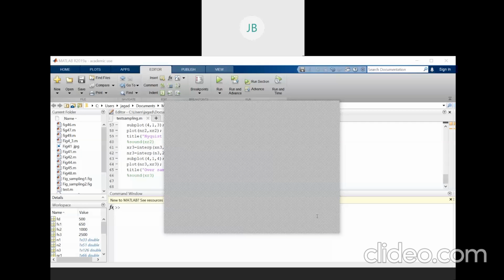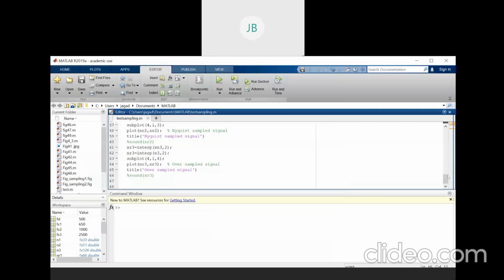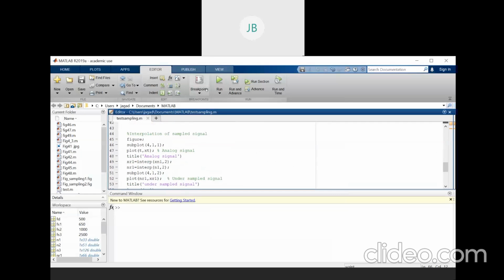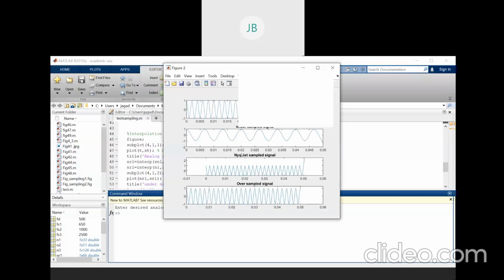So now, here I have pasted the same code. Now I will run the code. While running, I need to enter the input data. The input data is nothing but the input frequency of the analog signal we want to plot. The input frequency I have considered here as 500, and then I press enter. Right now the code is running, and I'm expecting two figures here.